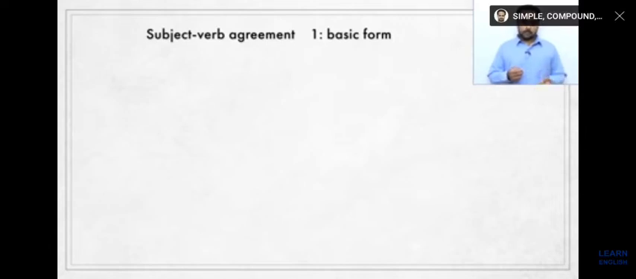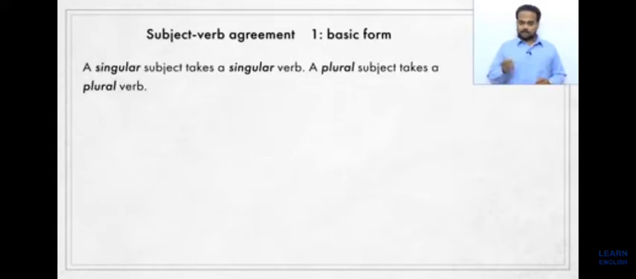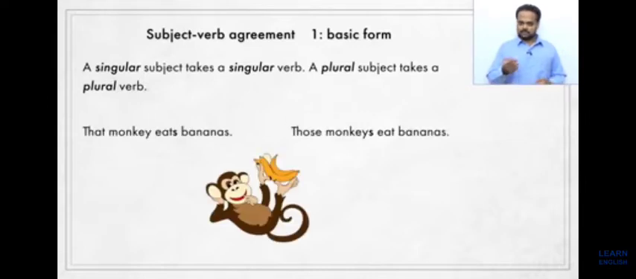Subject-verb agreement means the subject and the verb must be in the correct form. This is the rule. A singular subject takes a singular verb, a plural subject takes a plural verb. Take these two sentences. That monkey eats bananas. Those monkeys eat bananas. In the first sentence, we see a singular noun as the subject, monkey.